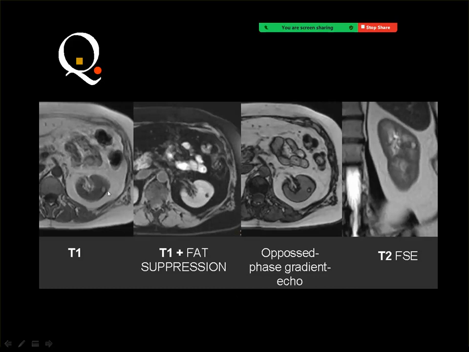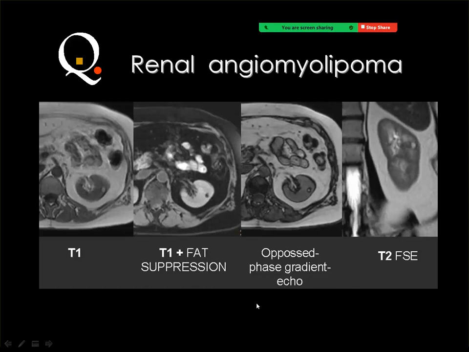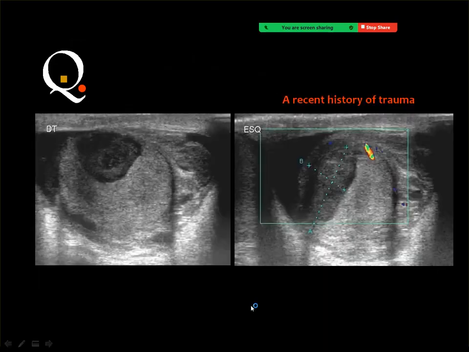And this is not a hemorrhagic cyst because it is suppressed in the fat-suppressed images, denoting the content of fat. And this is angiomyolipoma.